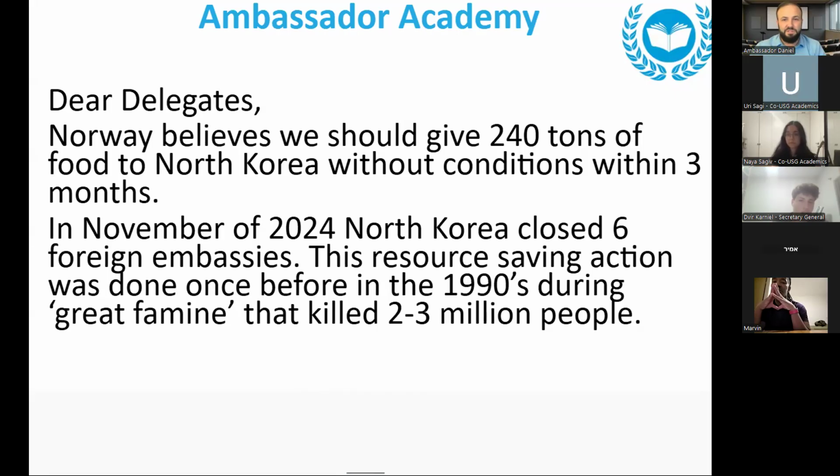Okay, beautiful. So see here, this is clash information. Do we see what Norway wants to do? Do we see a justification for why they want to do it with numbers? We see 1990s. We see 2 to 3 million. We see 6 foreign embassies. It's a lot of data. What does this show? It shows that the person researched. It means that their claim is more likely credible.